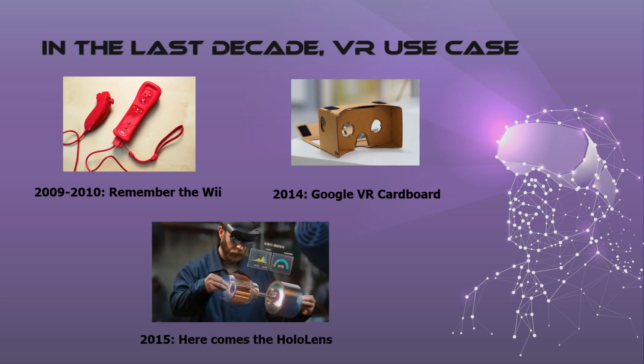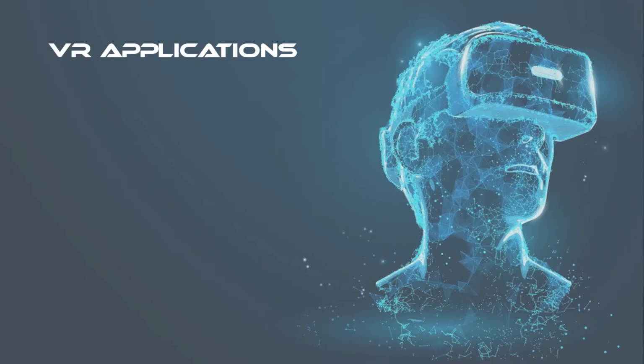HoloLens. In January 2015, a few reporters were invited to demo a mysterious new device called the HoloLens at the Microsoft headquarters. The first demo, of which Microsoft prevented anyone from recording photos or videos, was not VR in a closed-off headset. Applications of this technology.